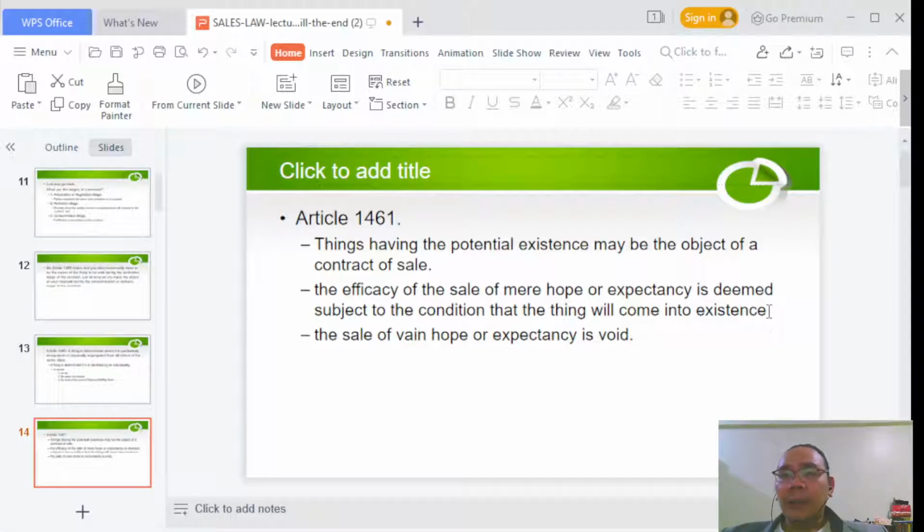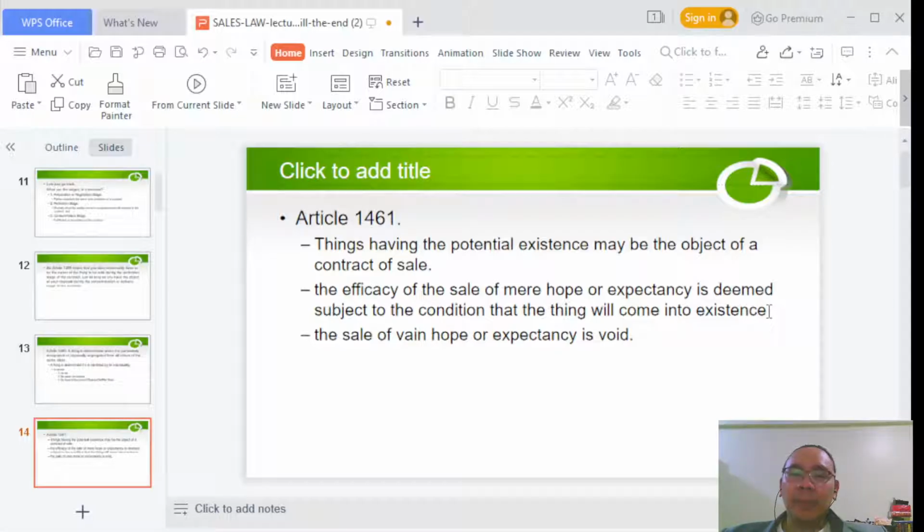So, kapag ikaw ay nagbenta ng mere hope or expectancy, subject to the condition that the thing will come into existence, valid yan. Halimbawa, bumili ka ng lotto ticket, okay? So, bumili ka ng ticket na may pag-asang manalo. Ganoon lang kasimple yun. Okay? Sale of mere hope or expectancy, valid yan. Ang void dyan is yung sale of vain hope. Meaning, wala ka na talaga pag-asa manalo.